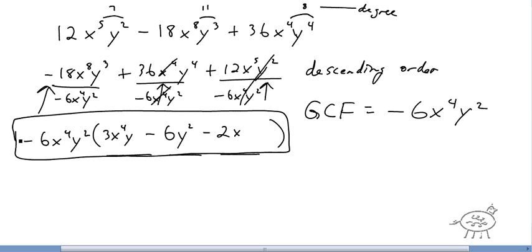So that is my answer. Looks a little complicated, but as long as you follow all the same rules with factoring things out, putting descending order, greatest common factor, you'll be good to go. All right? That's it. That's greatest common factor. That is probably the most important part of factoring that you will need to know. So make sure you know how to do that.